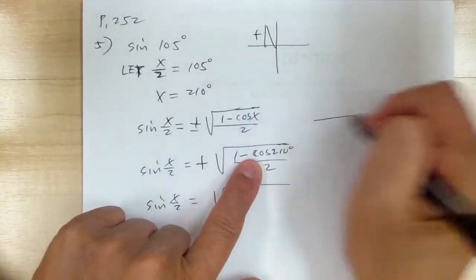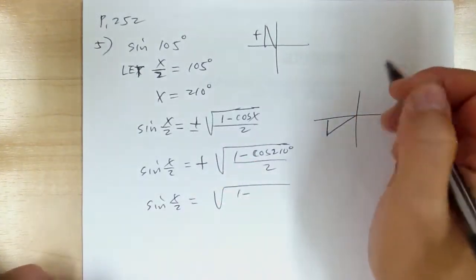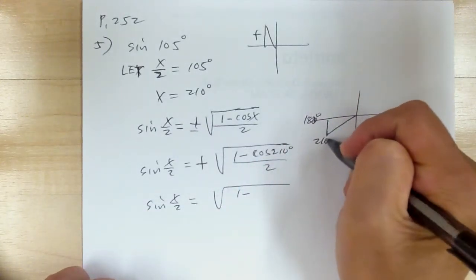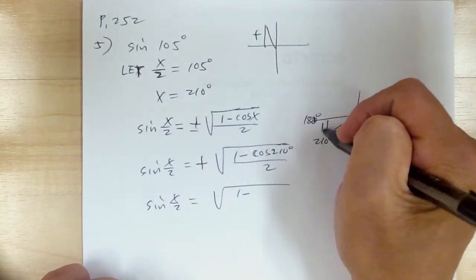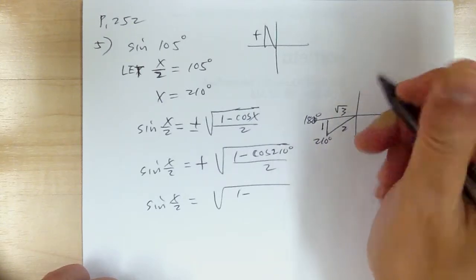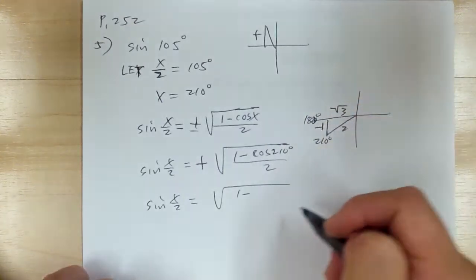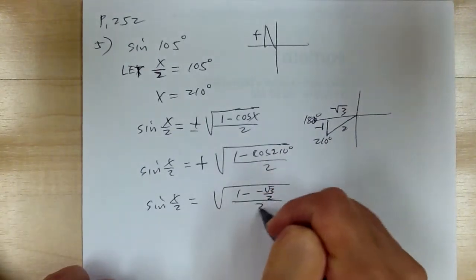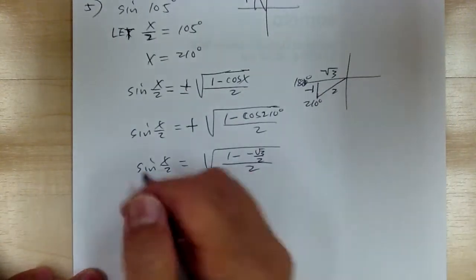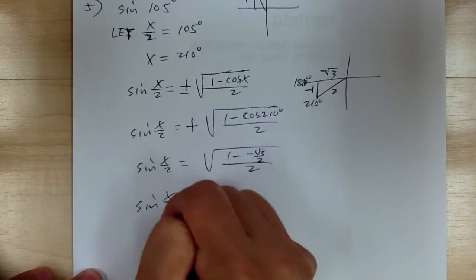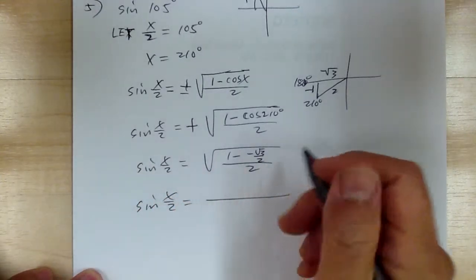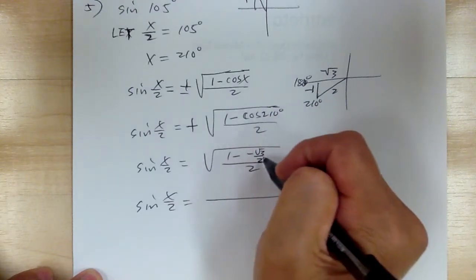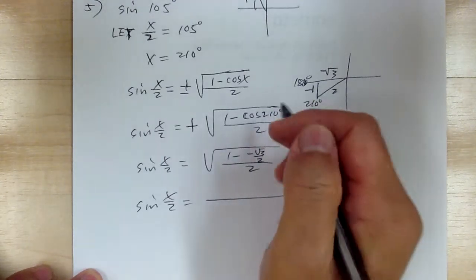So now you have to draw another triangle for that. Right? So that's 180 and this is 210. So you're going to get 1, 2, square root of 3, and it's going to be negative and negative. So cosine is negative square root of 3 over 2, over 2. Then what you need to do next is go ahead and multiply everything by the common denominator to get rid of the complex fraction.